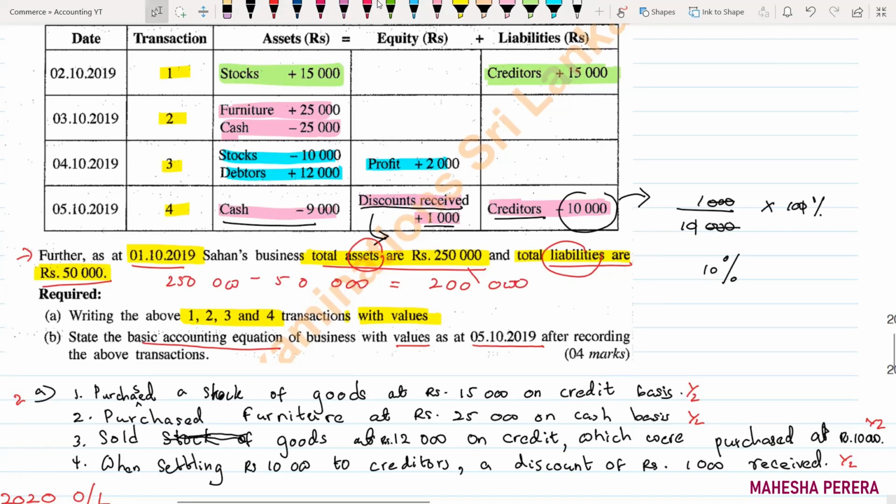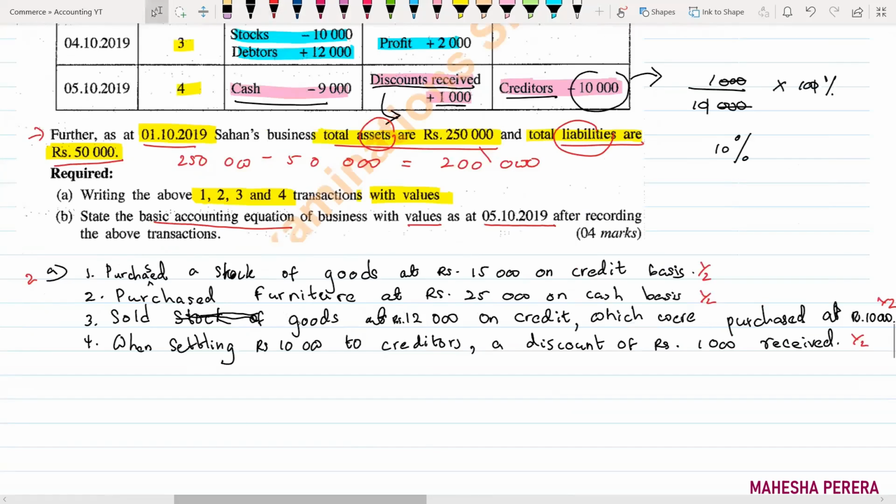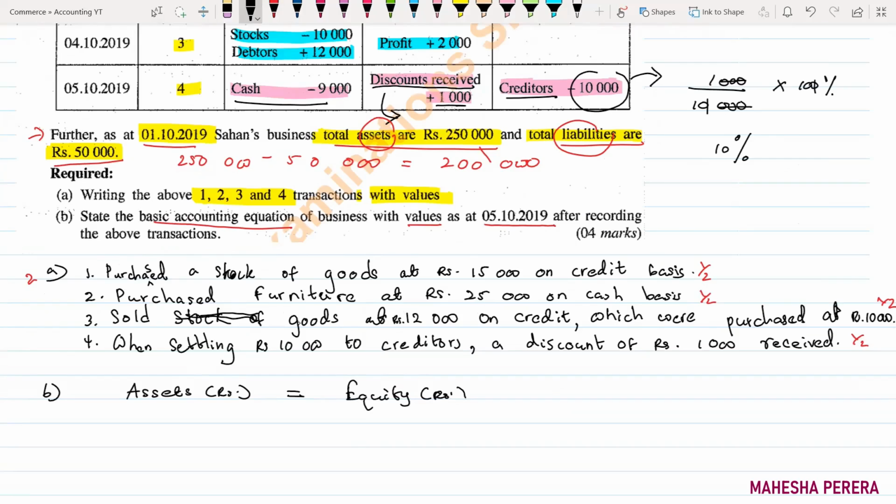So you can present your answer like this. Now for B, let's write first of all our accounting equation. Assets in rupees equal to equity in rupees plus liabilities, right? And of course, after doing the calculations, you can just put the final answers. And if the final answers are correct, you are given full marks. But as I told you, always try to write your answer in detail for your own safety.